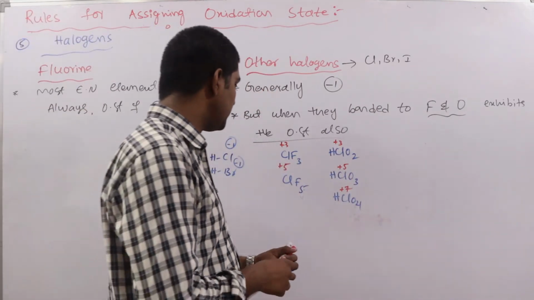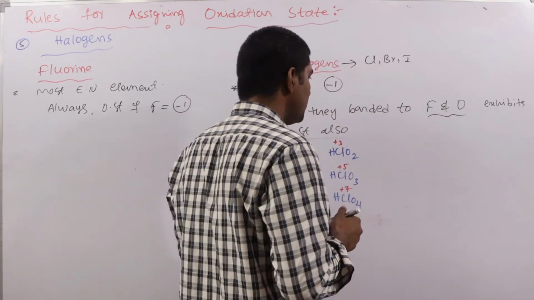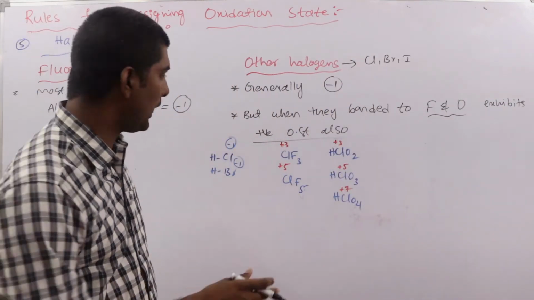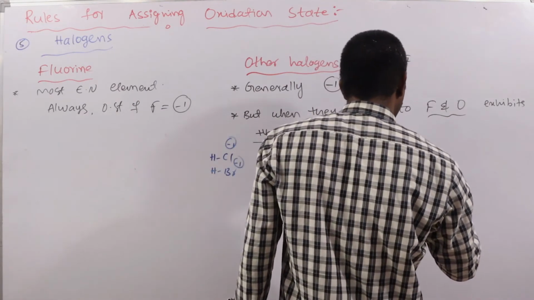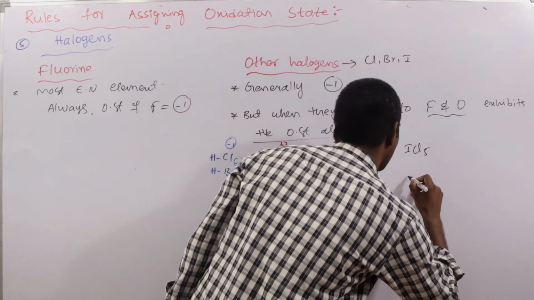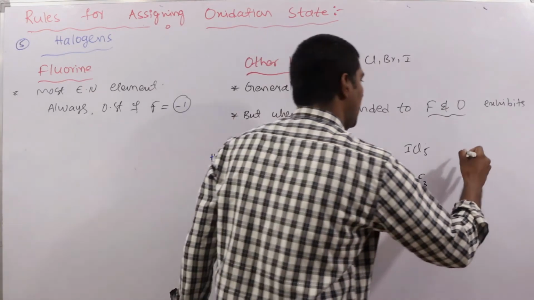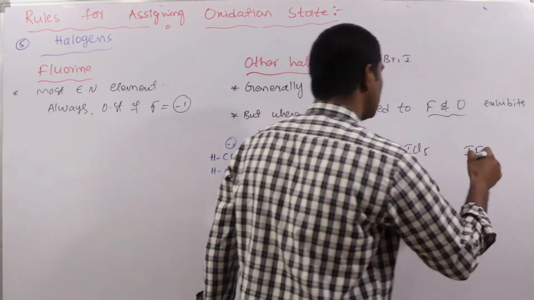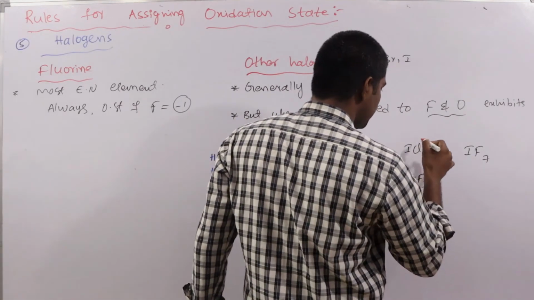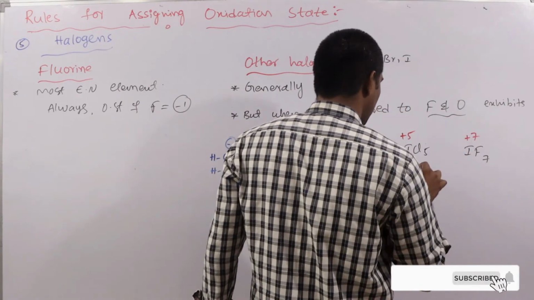And another special case is interhalogen compounds. Okay, in interhalogen compounds, a halogen can form a bond with another halogen. For example ICl5, BrF3 like this, IF7. These are some examples of interhalogen compounds. So here the oxidation state of iodine is +5, here +7, here +3.